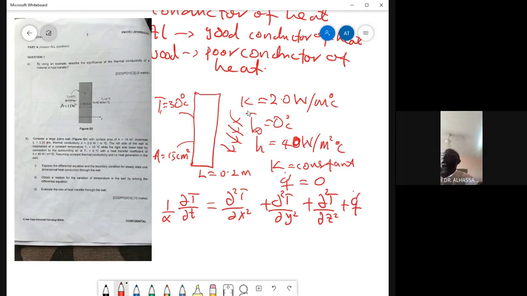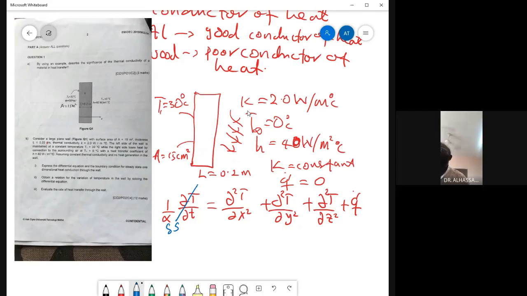Okay? Now, based on the assumptions, the first assumption which we also need to add to the question is that it is a steady state condition. So for a steady state, SS means steady state. And then the heat is transferred only in one dimension.